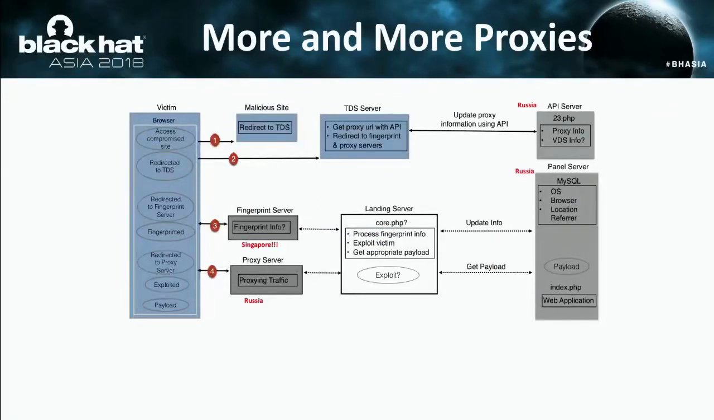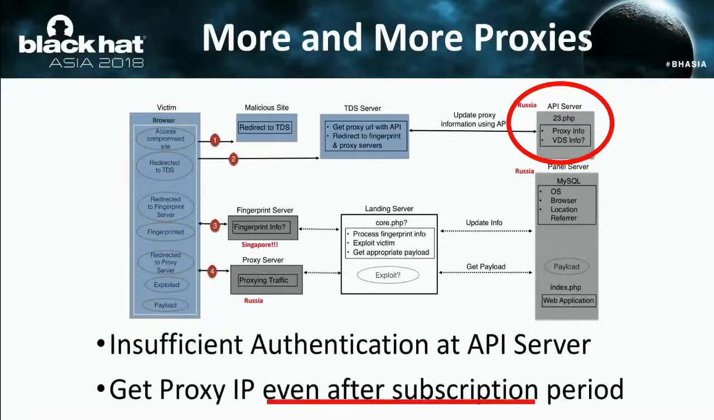So in this attack infrastructure, we found a weakness in this API server, the second weakness. The weak point is that the API server doesn't have sufficient authentication of the registered user. So with this weakness, a registered user or attacker can generate a lot of proxy server IP addresses even after their subscription period. This is the second weak point, in the authentication part of the API server.